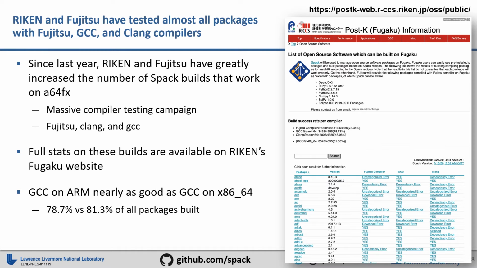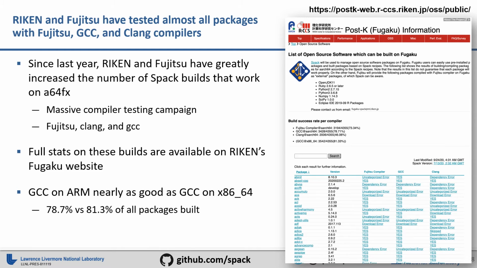And I think the cool thing here is that when compared to their success rate with builds on x86_64 with GCC, with GCC on ARM, they're almost as good. So I mean, they're getting 78% of the packages building on ARM with GCC, and they get 81% on x86_64. So it's not that different. The ecosystem is about the same on ARM as it is on x86_64. And Spack made it very easy for them to do this compiler testing campaign because, like I said, they just plug in different compilers. They build it with %clang on ARM, they build it with %clang on x86_64, and so on.